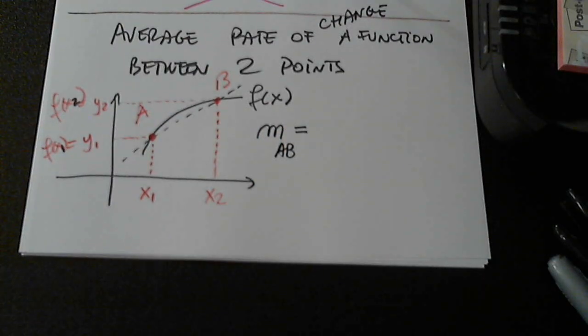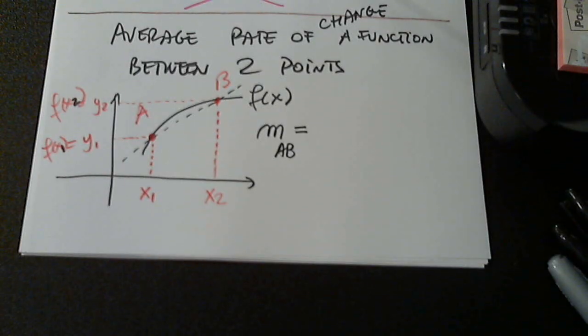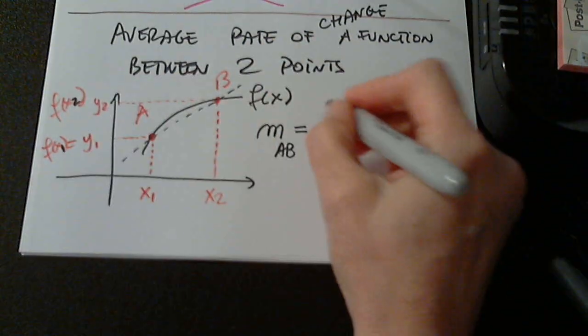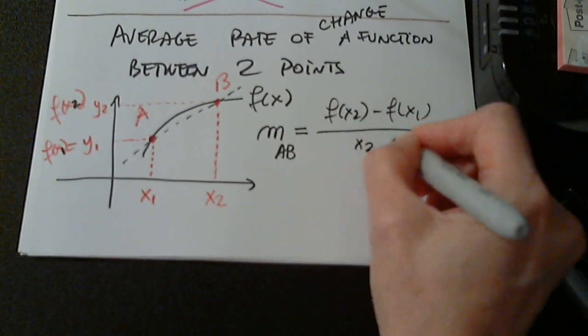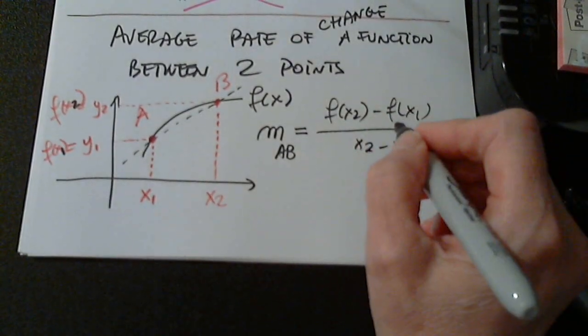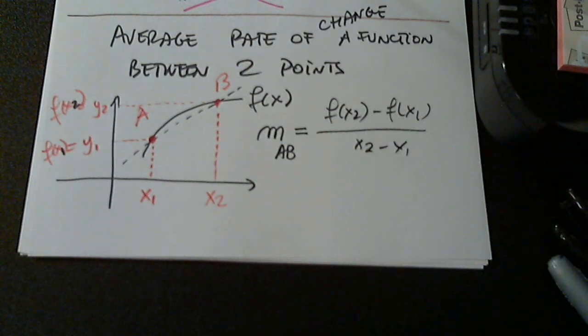Can anyone refresh our memory on how to determine the slope of a line passing through 2 points? It's y2 minus y1 over x2 minus x1. Excellent. I'm going to write it as f of x2 minus f of x1 over x2 minus x1. Excellent. Who was that? Malaika. Thank you so much.